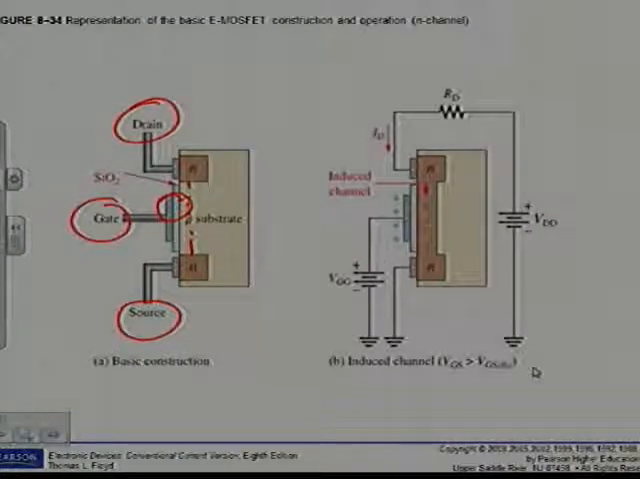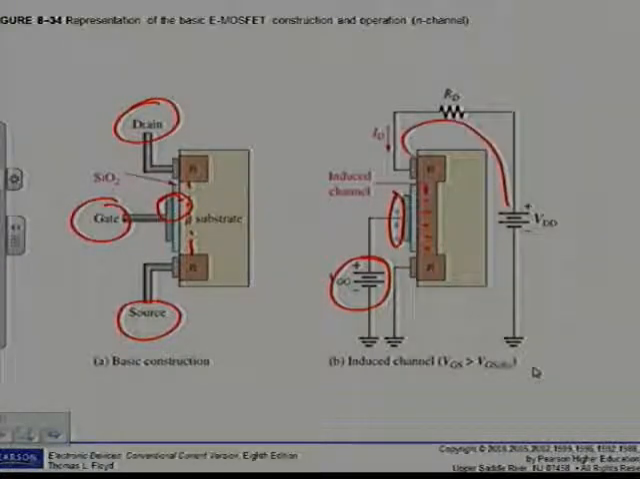When I apply a positive voltage to the gate, on this side I will create positive charge, and that will basically induce electrons on that side. Due to the electrons on that side, it will induce a channel. And now, due to the channel, we will get current flow from my drain to my source like that.